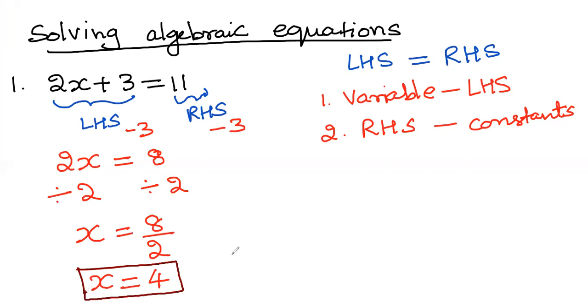Now, if you want to check whether the answer is right, we can substitute 4 over here. That is 2 times 4 is 8. 8 plus 3 is 11. So you see, the right-hand side is 11. Therefore, the answer is correct. So I will give you some important tips over here.